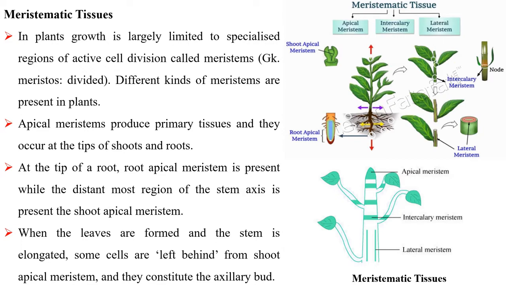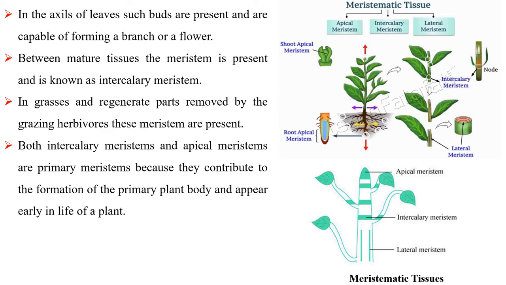At the tip of a root, apical meristem is present, while the distant-most region of the stem axis has the shoot apical meristem. When the leaves are formed and the stem is elongated, some cells are left behind from shoot apical meristem and they constitute the axillary bud. In the axils of leaves, such buds are present and are capable of forming a branch or a flower.